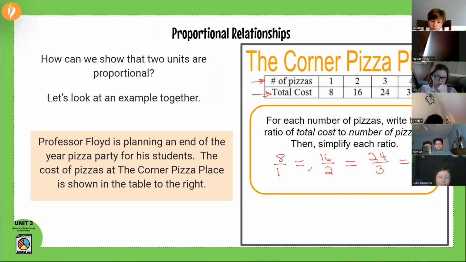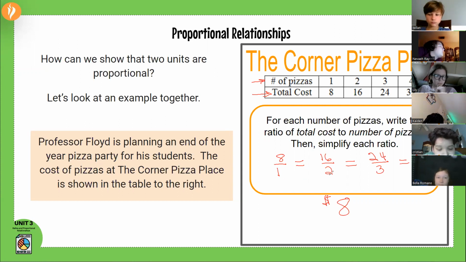Yes, if I simplify all of these, isn't 8 divided by 1, 8, and 16 divided by 2, 8, and 24 divided by 3, 8. So when we divide the cost by the pizza and we get the same unit rate, that means that this table represents a proportional relationship. So now there's a new term we're going to learn. It's called the constant of proportionality.